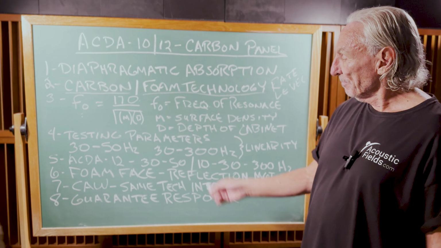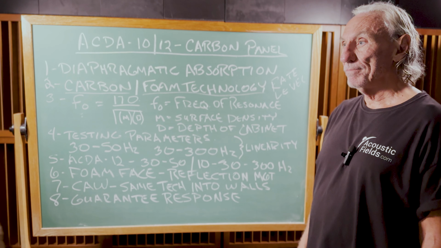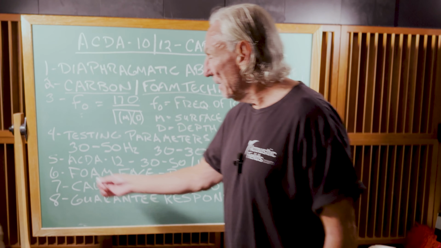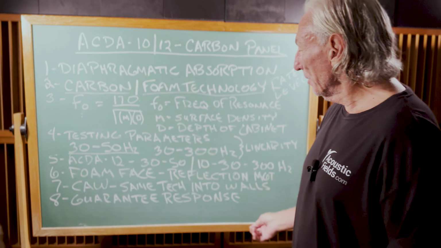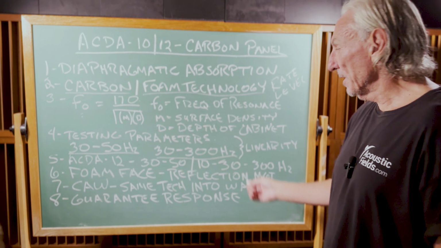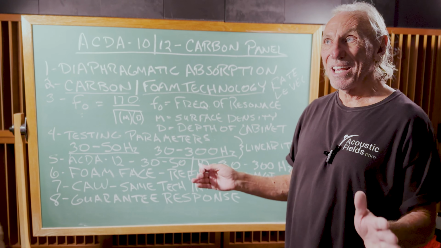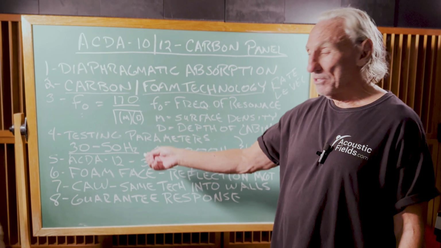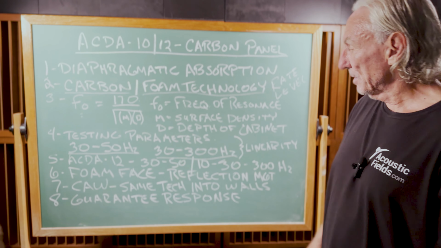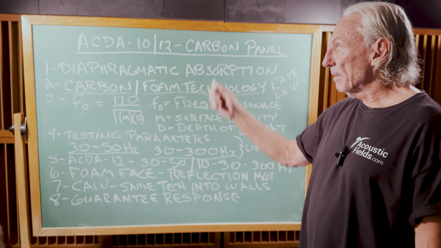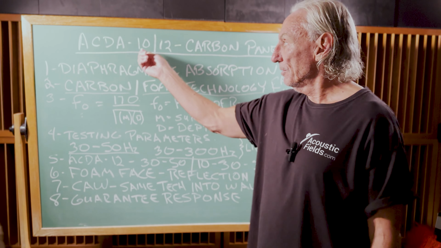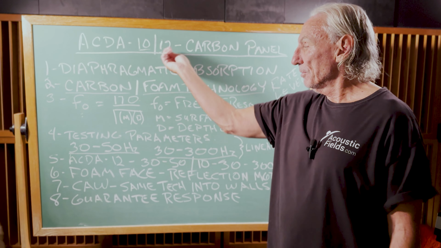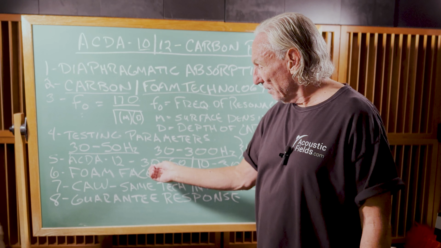When we started testing rooms, I don't know, 20 years ago, we found two major issues: 30 to 50 hertz and 30 to 300. Almost 98, 99% of the rooms exhibited issues, too much energy in these two frequency ranges. So that's why we came up with the ACDA 10 and the 12. The 10 is the broadband from 30 to 300. The 12 is more frequency specific, 30 to 50.